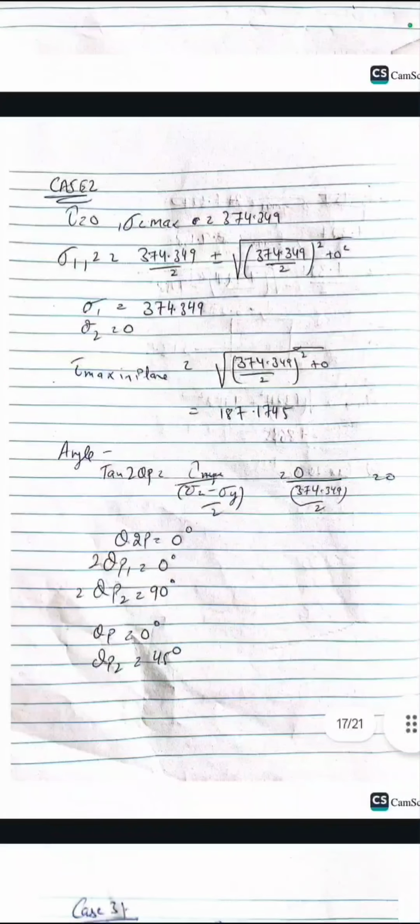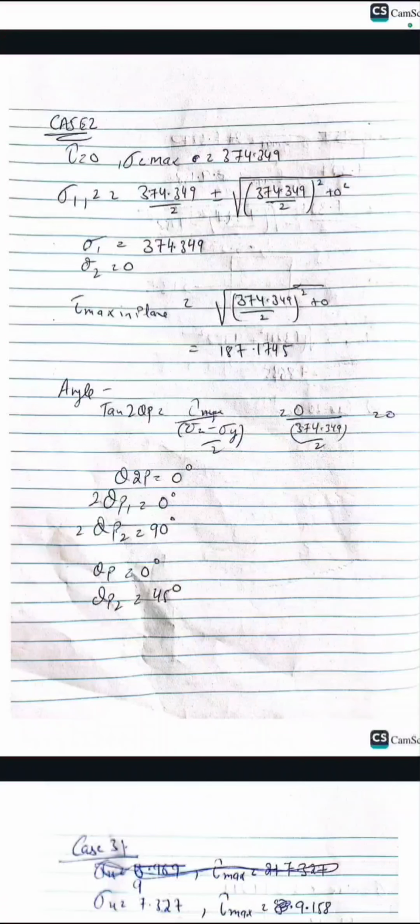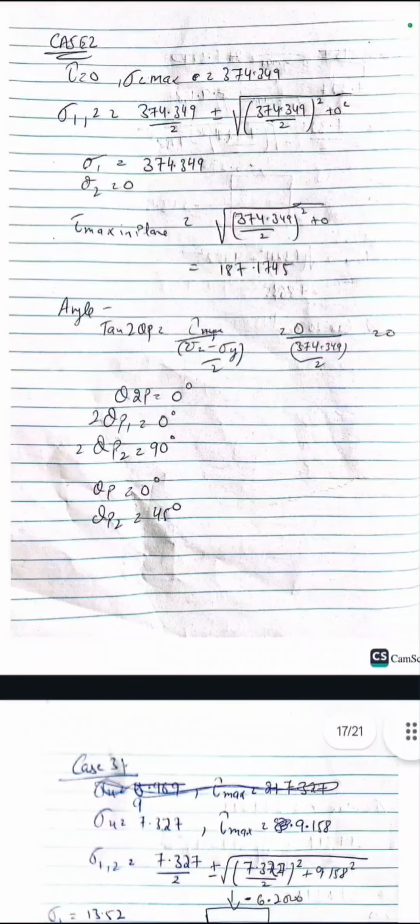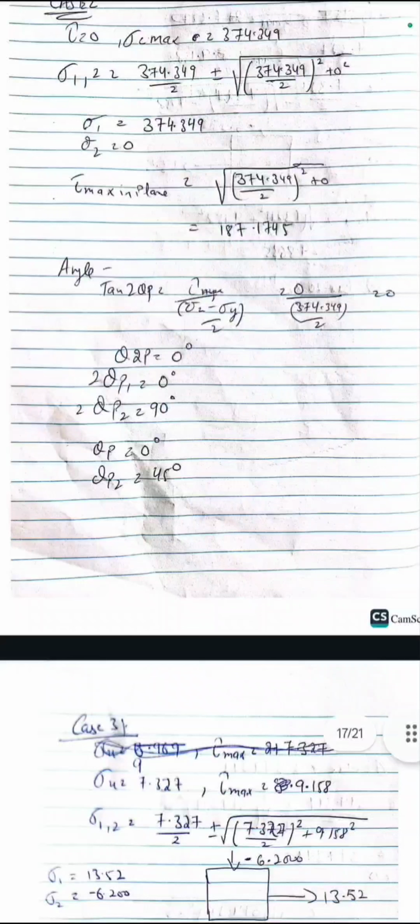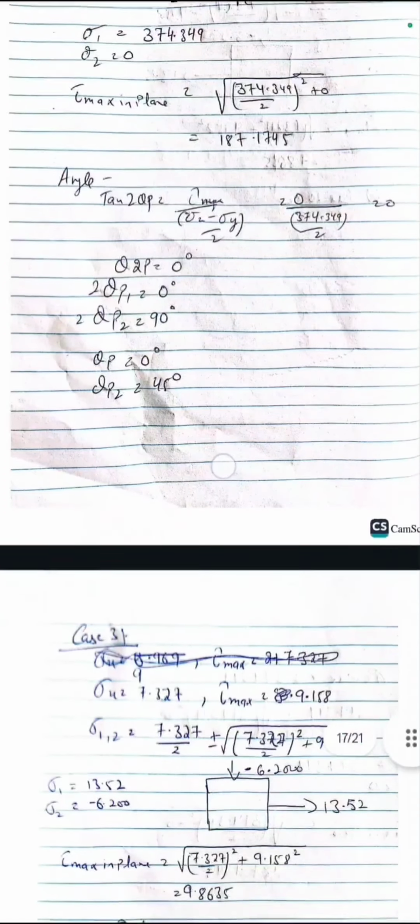And we use the similar formula to calculate tau max in-plane, and we plug in the value of 374.349, which comes out to be 187.1745, which can also be verified by the calculators. And for the angles, we use a similar formula as we used in case 1, which comes out to be 0 and 90. And then we obviously divide them by 2, which comes out to be 0 and 45 degrees.